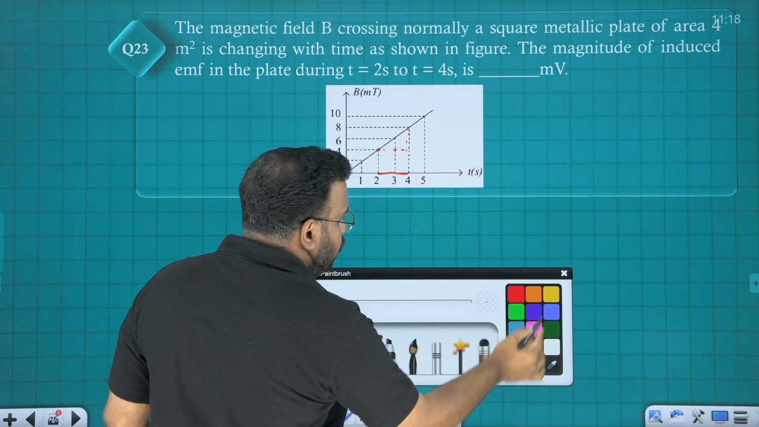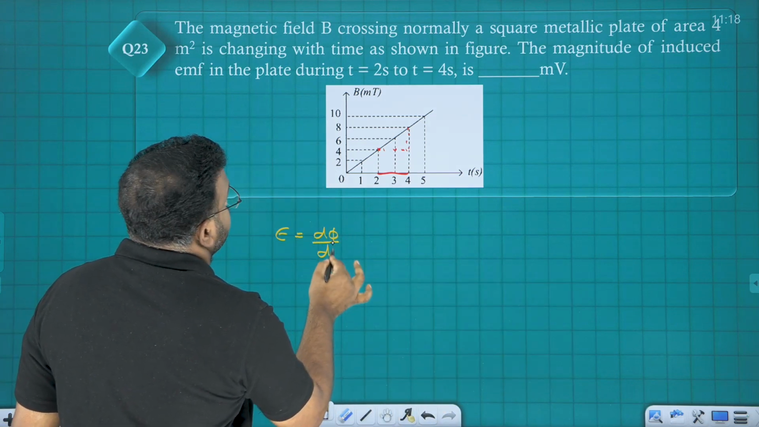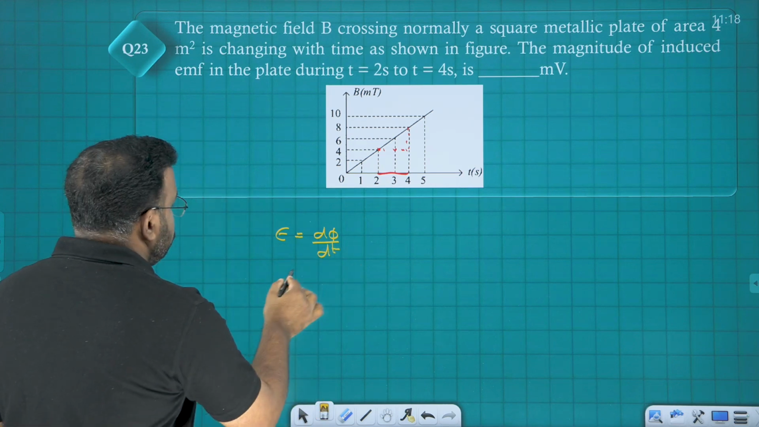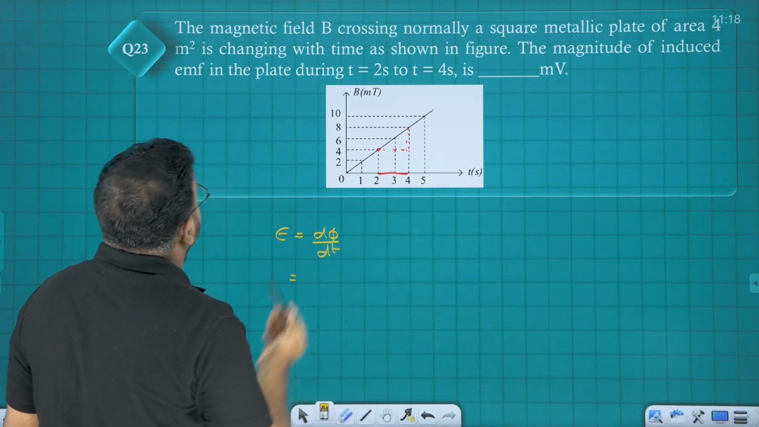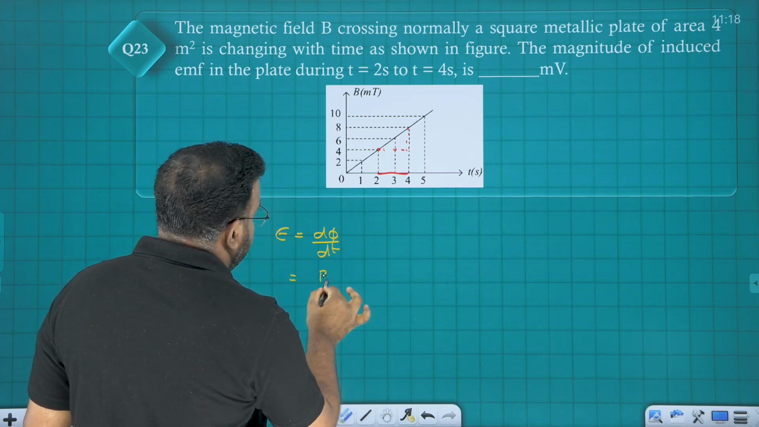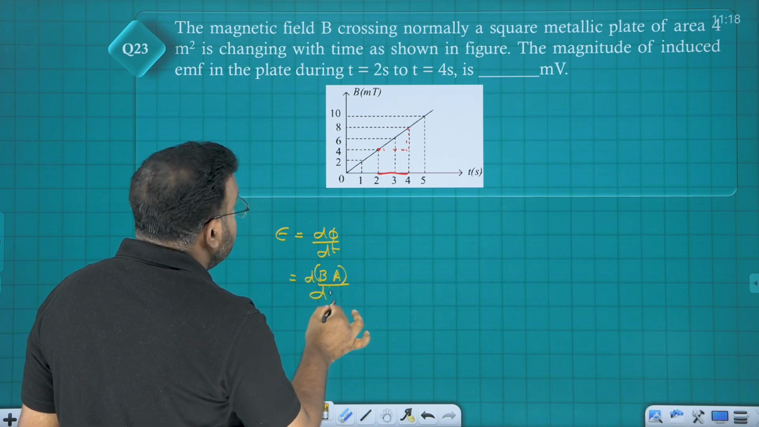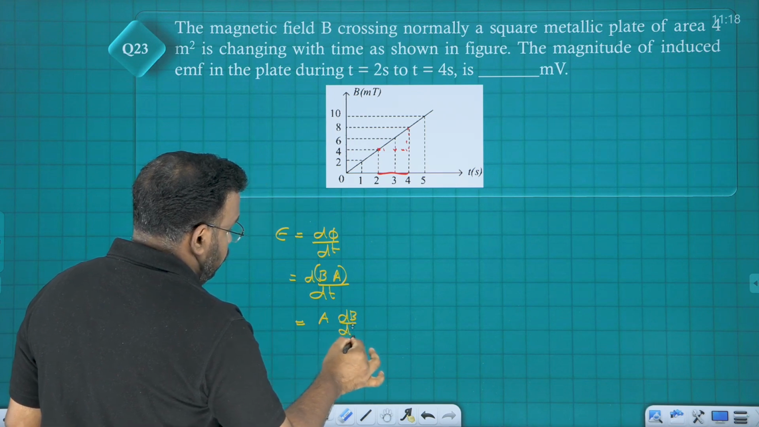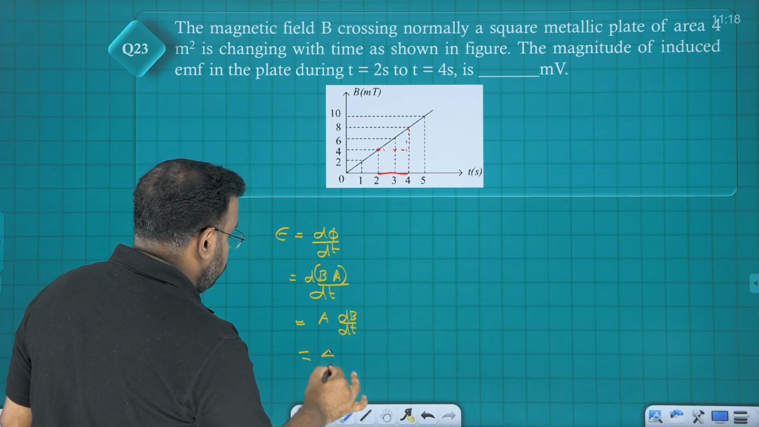So induced EMF, you know that E is equal to d phi by dt. So phi is equal to NBA. N is 1. They did not say anything about the number of turns, so you can take it as 1. So d into BA by dt. Here there is no change in area, so area into dB by dt. Now check what is the area given. Area is equal to 4 meters square. So 4 into dB by dt.